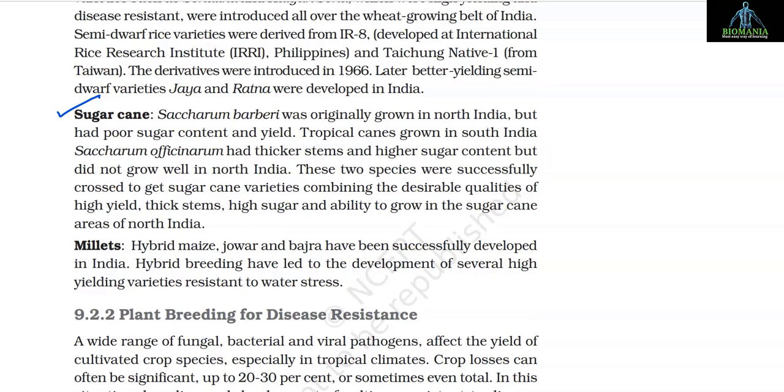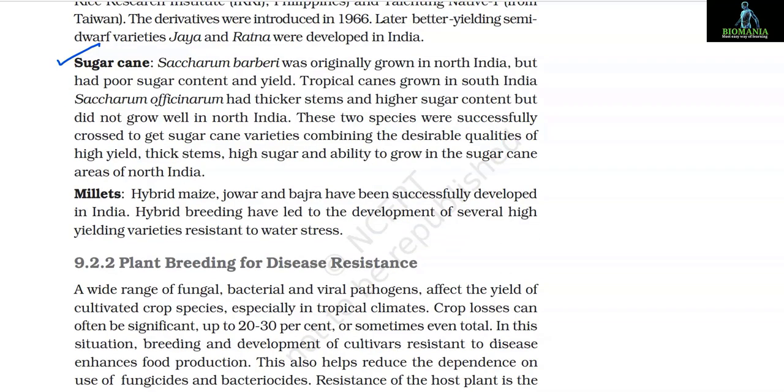Sugarcane. Saccharum barberi was originally grown in North India, but had poor sugar content and yield. Tropical canes grown in South India, Saccharum officinarum, had thicker stems and higher sugar content, but did not grow well in North India. These two species were successfully crossed to get sugarcane varieties combining the desirable qualities of high yield, thick stems, high sugar and ability to grow in the sugarcane areas of North India.